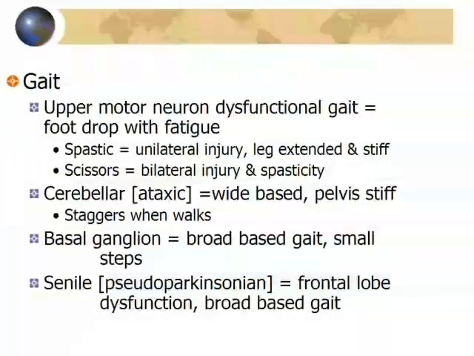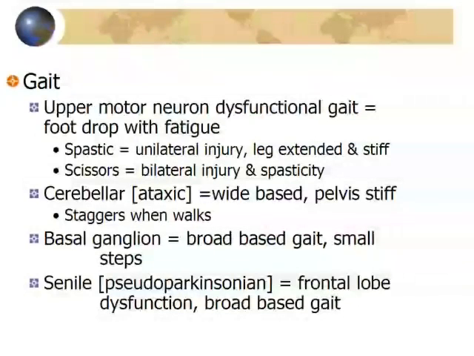With your gait, there's some different types of gaits that you might have. An upper motor neuron dysfunctional gait is one in which you have foot drop whenever you get tired. Spastic gait is where you have a unilateral injury. The leg is extended and stiff. If any of you have watched the old Gunsmoke shows, really old, the first ones that had Dennis Weaver playing Chester, he would walk down the street with a stiff leg and would not bend that leg at all. That was a spastic gait.